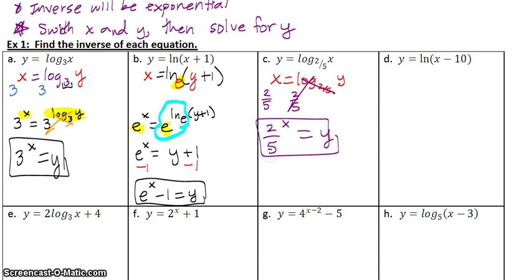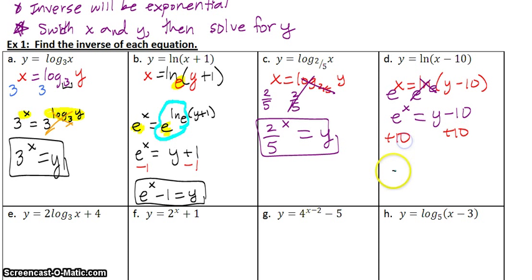For part D, step 1, switch x and y. Step 2, I'm trying to solve for y. So get rid of the ln first, and to cancel out a ln, remember it's really ln of base e. I'm going to take both sides as exponents of e. So those cancel, it's just left with y to the 10th power. I have to get rid of the 10, so I add it. e to the x plus 10 equals y.